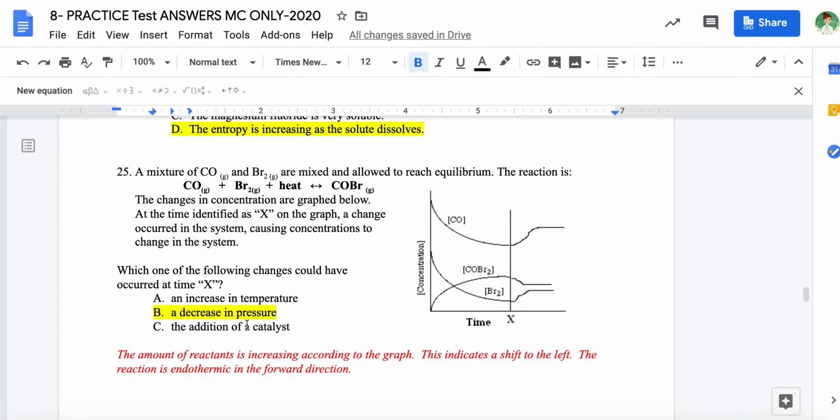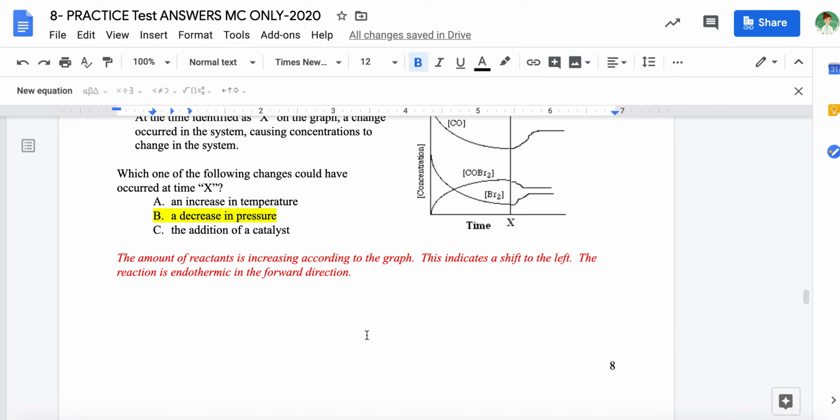All right, so a decrease in pressure causes a shift to the side with more moles of gas, and that's what we're getting. We're getting more moles of gas here, so that's why it's going to end up shifting to the left, and we're going to get that to go up. If we increase the temperature, we'd be getting more of our COBr, and that can't work. And remember, adding a catalyst never causes a shift.